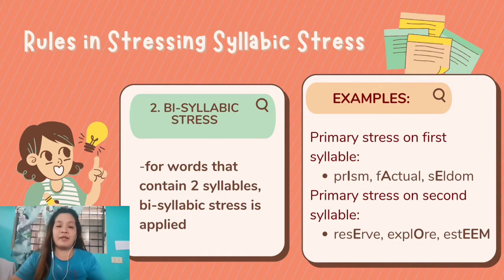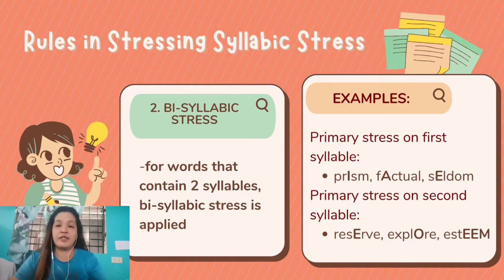Number 2 is bisyllabic stress. For words that contain two syllables, bisyllabic stress is applied. Examples are prism, factual, and seldom. These words receive the primary stress on the first syllable, while the words reserve, explore, and esteem receive the primary stress on the second syllable.